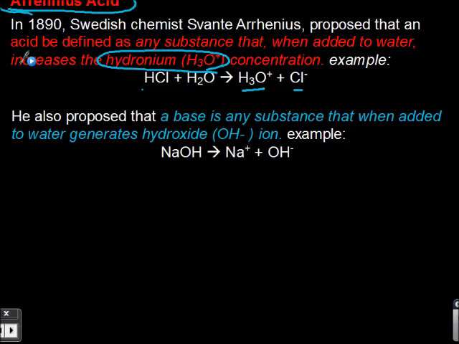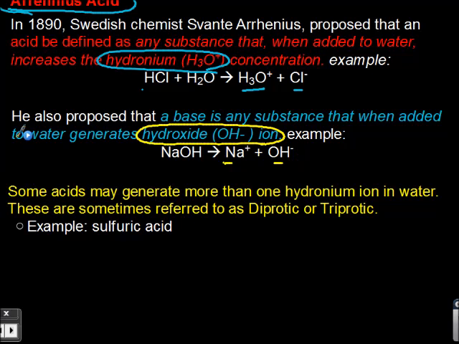He also defined a base as any substance that, added to water, generates the hydroxide ion. Hydroxide is the OH minus ion. Example, when I put sodium hydroxide in water, it dissociates into Na plus and OH minus. So this would be an example of a base. Very common acid, common bases that we use today.